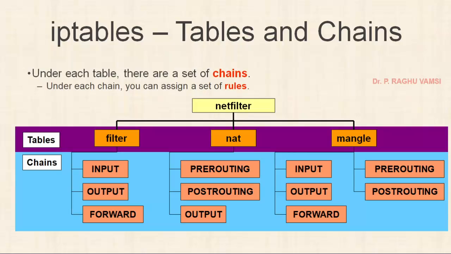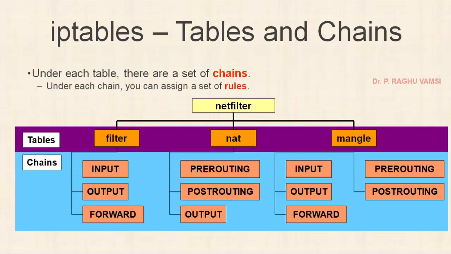The next one is the mangle table. The mangle table is used to alter the IP headers of the packet in various ways. For example, changing the value of the TTL to increase or decrease the number of hops that a packet has to pass through. So these kinds of things you can manage with the help of the mangle table.